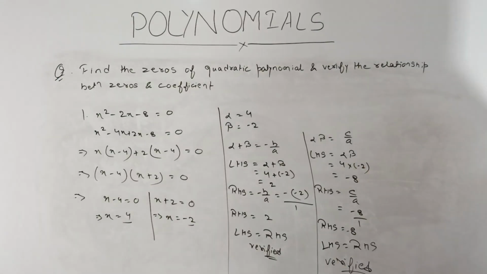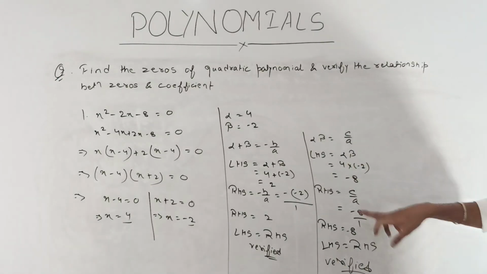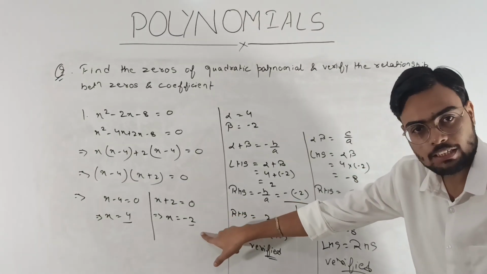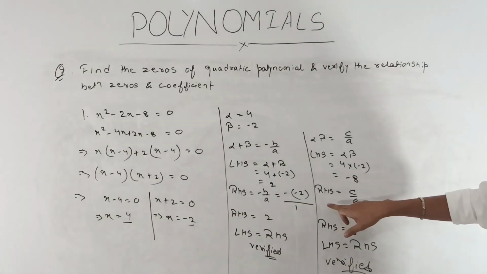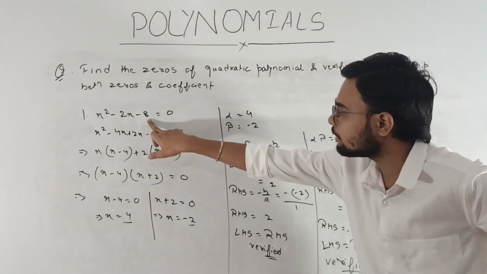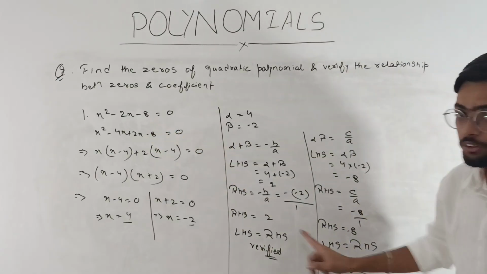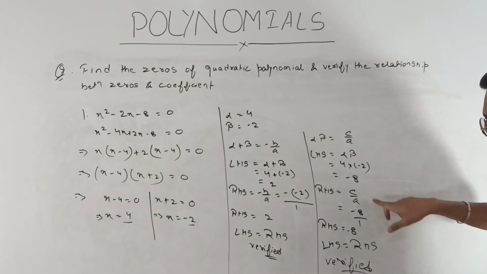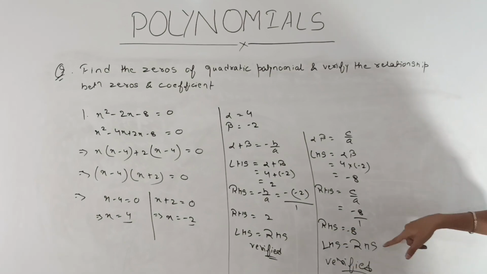Now in the case of alpha beta, the product of zeros is equal to c upon a. LHS is alpha and beta. Now 4 into minus 2, since alpha is 4 and beta is minus 2, then I get minus 8. Now RHS, c upon a. C is the constant term, that is minus 8. A is the coefficient of x square, that is 1. Now c upon a is minus 8, therefore LHS is equal to RHS, and that's why this one is also verified.